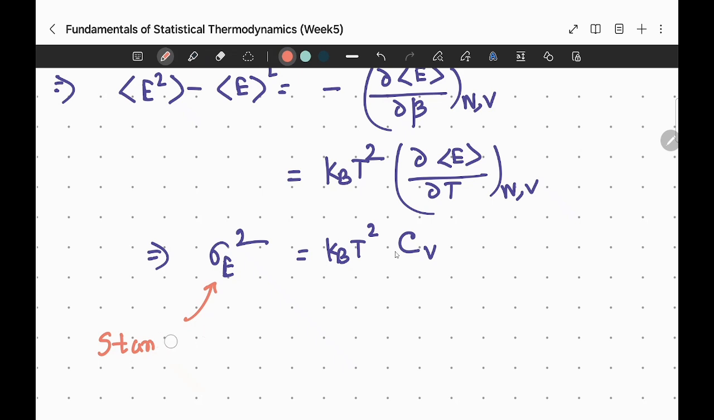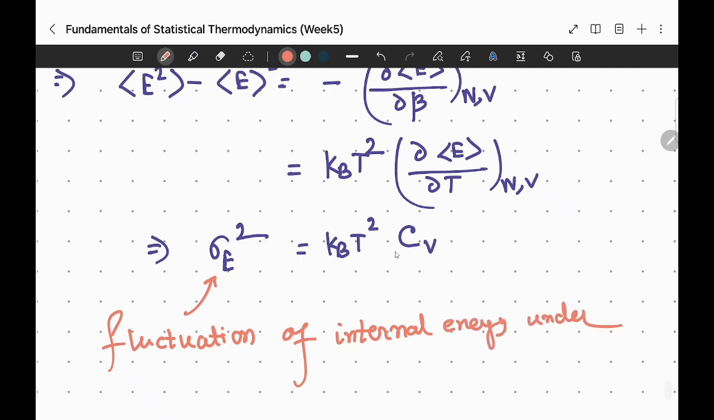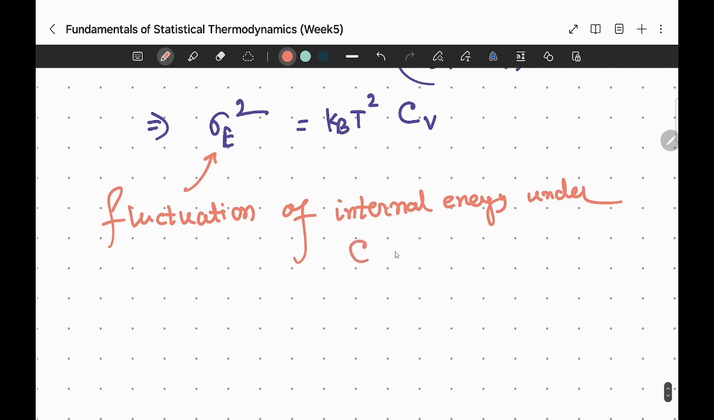This is the fluctuation. If you take the root over it, then it is the standard deviation. Fluctuation of internal energy under canonical ensemble.